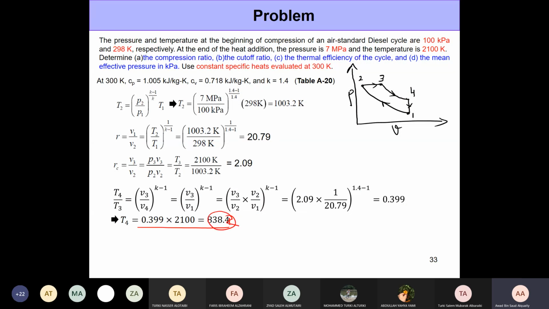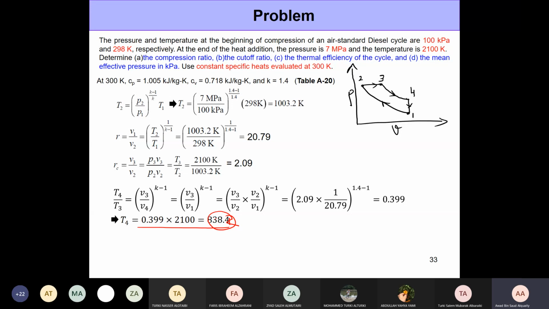Kelvin. All right, before I go ahead and start calculating the thermal efficiency and the mean effective pressure, any questions here? Anything that's not so clear? Okay, looks like everything's clear.